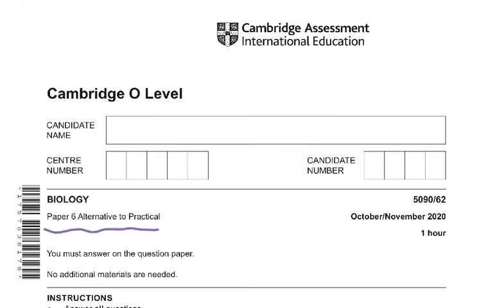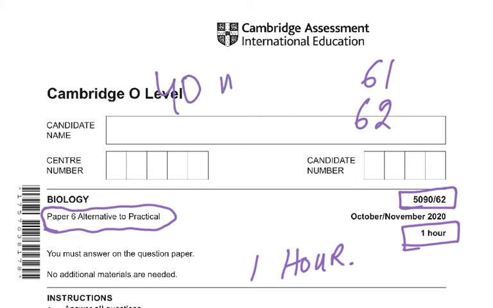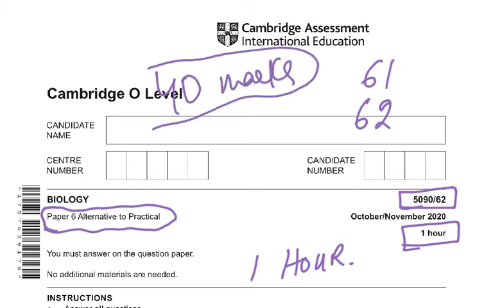As you all know, in the alternative to practical, which is the paper 6, this is syllabus 5090, and this is paper 6, and you have two variants, paper 6-1 and paper 6-2. The important thing to remember is this is a 1 hour exam. So you only have 60 minutes to do this exam, and you need to be a little fast about it. And you need to know how many marks there are for it. 40 marks. So you have a 40 marks paper, you have a 40 mark MCQ, and you have an 80 mark paper 2. So three exams to do. Paper 1 40 marks, paper 6 40 marks, and then the paper 2, which is 80 marks.